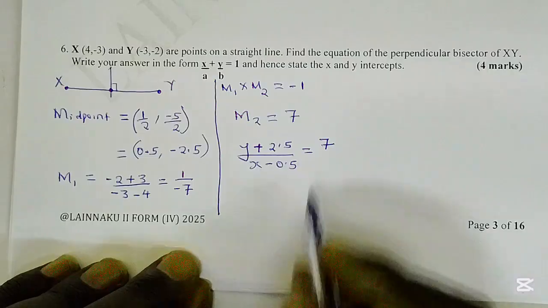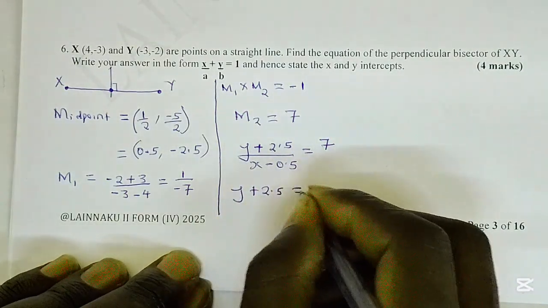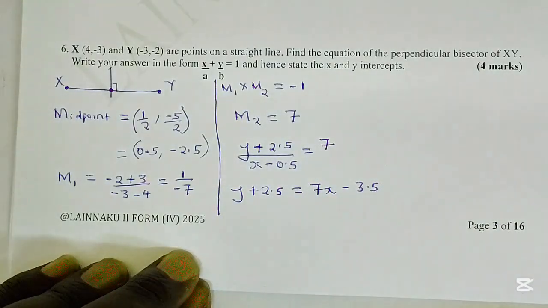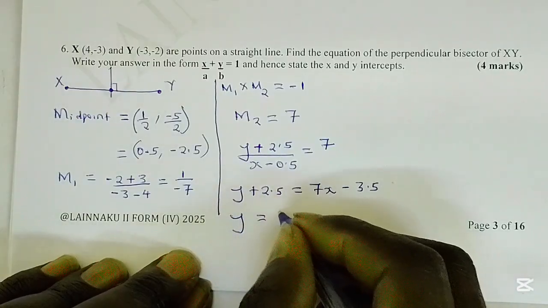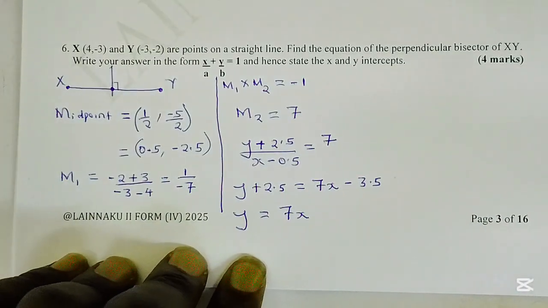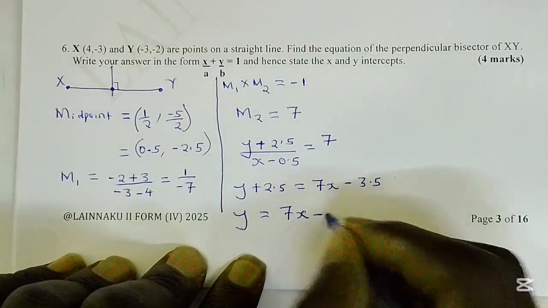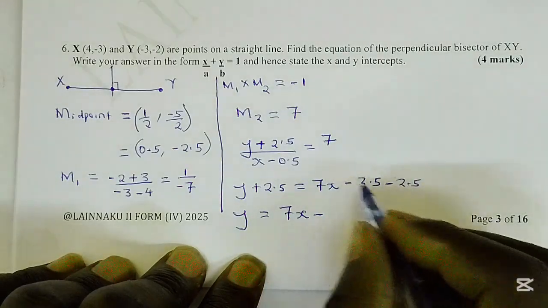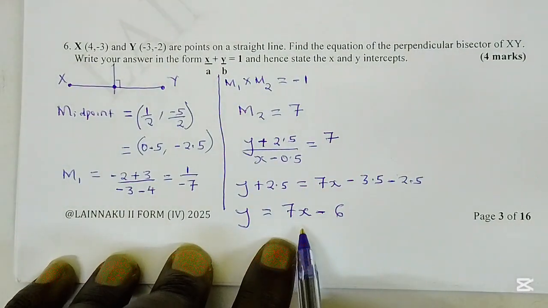Now, after getting that the gradient is 7, we can cross multiply, and you find that y plus 2.5 is equal to 7x minus 3.5. Now, take 2.5 to the right hand side, and you find that y is equal to 7x, then minus 3.5 minus 2.5, which gives us what? Minus 6. So this one is our equation.